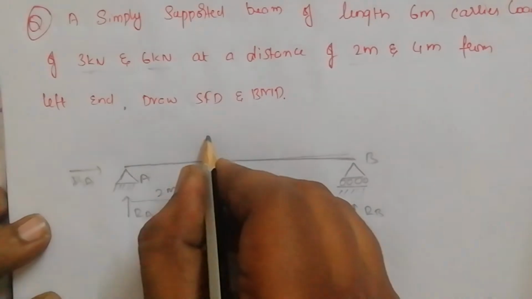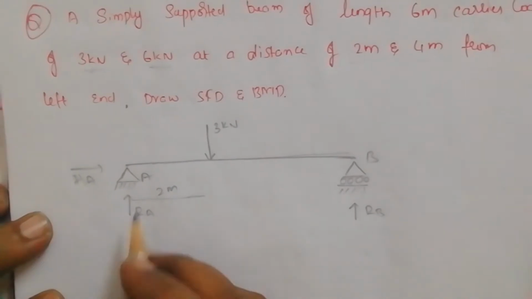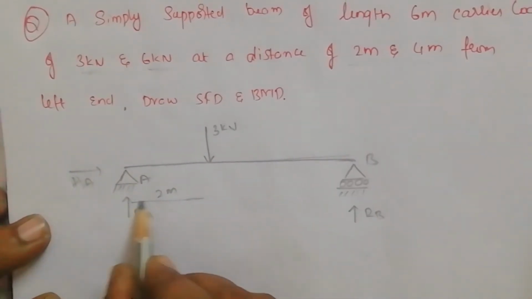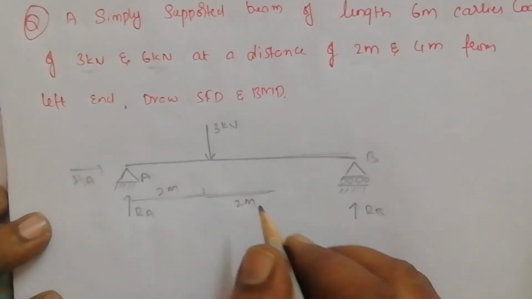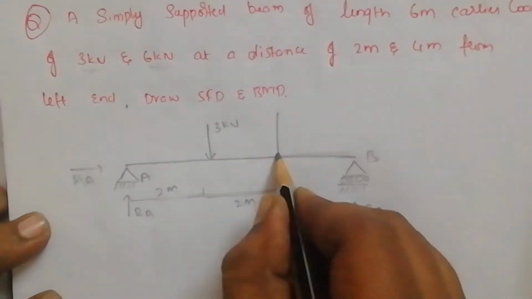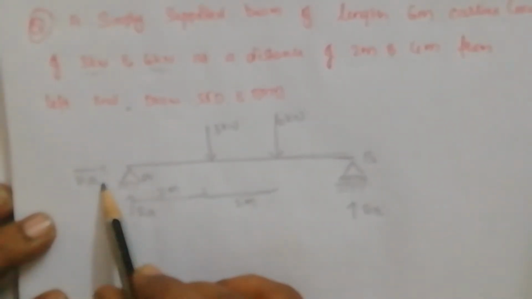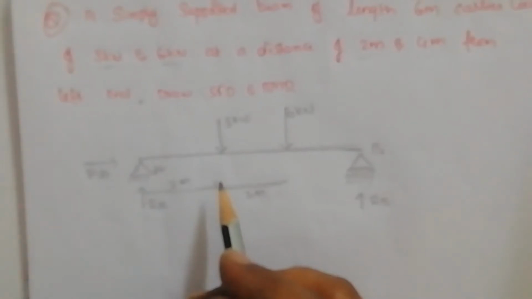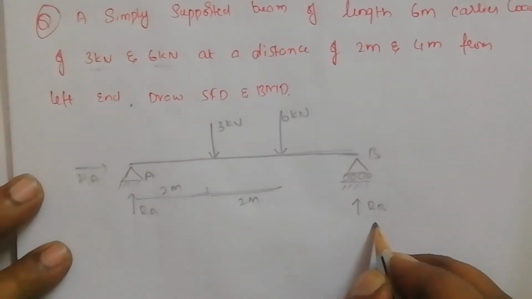For the 2 meters I have traveled, I will draw a load of 3 kilonewton. Next, you travel from here to a distance of 4; already this is 2, so again I will travel the next 2 meters. The load acting at this point is your 6 kilonewtons. So I have obtained two point loads. As for reactions, here we will have two reactions, horizontal and vertical, at A, and here a reaction RB.